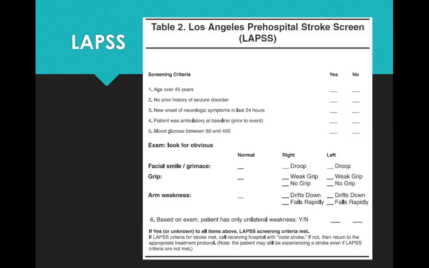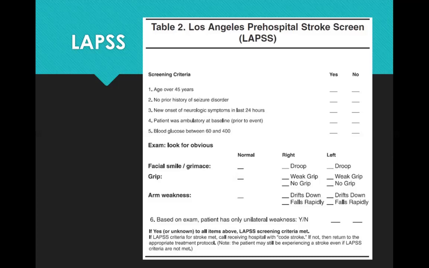Then we ask about grip strength. Ask them to grasp your hands. We're checking circulation, motion, and sensation. We're now doing the motion side of things and asking them to grip. Is it normal on both sides, or do we have a weak grip on one side or the other, or inability to move at all?